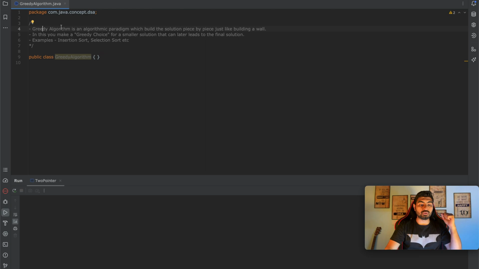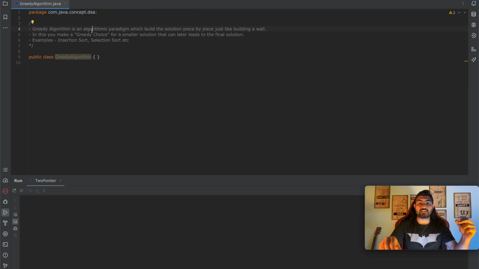So what do we mean by building a solution piece by piece? Let's say you have 10 pieces, 10 small problems which are unsolved. You solve one problem, and let's say all these problems are related to each other and they are supposed to be in a chain after all of them are solved. Once you solve one problem, you have that solution.